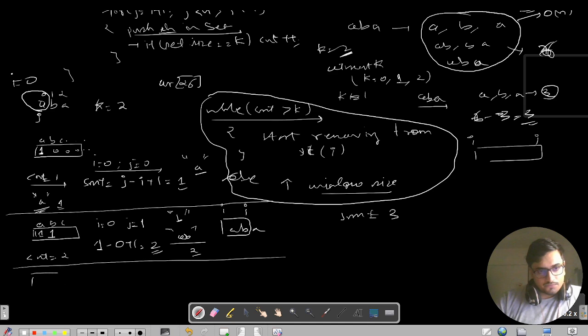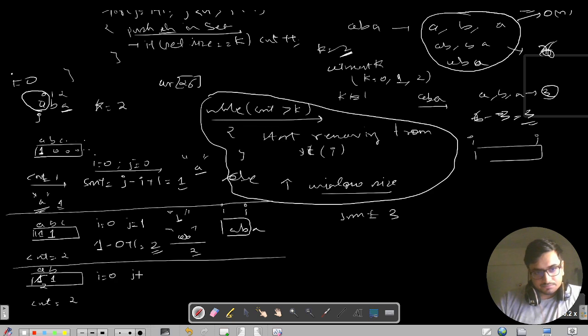Earlier the frequency of a was 1 and b was 1, and now the third character which we are visiting is a. So again this would be increased to 2. And what is the count of distinct characters? You can clearly see in the given frequency array there are only 2 entries which are not equal to 0. So again the count of distinct characters is 2, right? Again it is not greater than k. So we'll do the same thing.